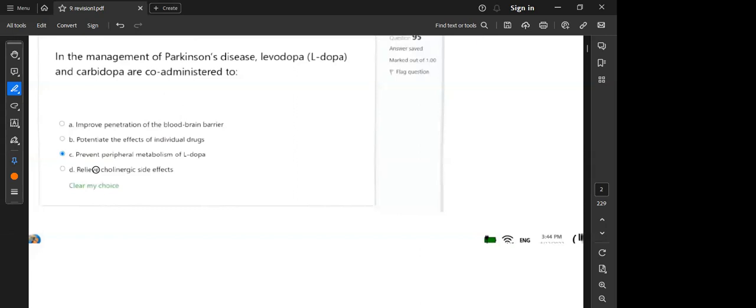In the management of Parkinson's disease, L-DOPA and carbidopa are co-administered with... They are co-administered to improve penetration of the blood-brain barrier, potentiate the effect of individual drugs, prevent peripheral metabolism of L-DOPA, and relieve cholinergic side effects. And Dash has told us it's prevention of peripheral metabolism of L-DOPA.